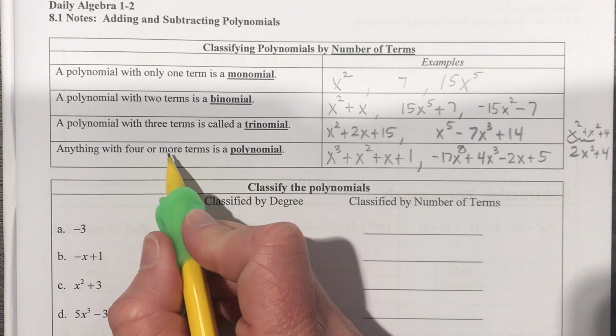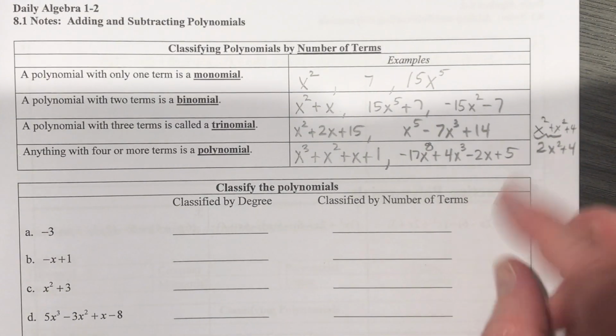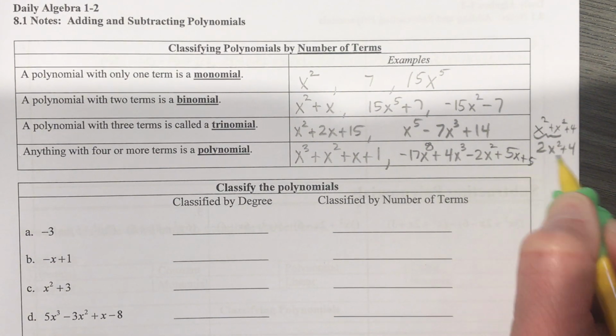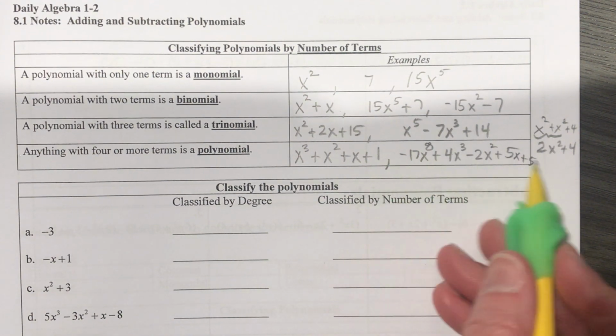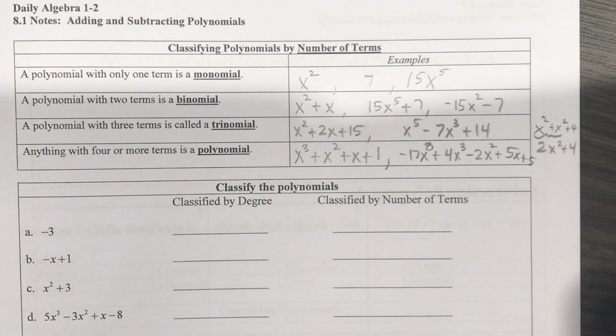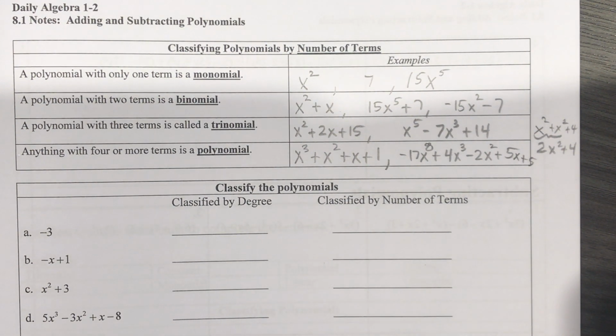You know, a polynomial could have more than that. So maybe I want to make this a square and make this a 5x and then plus a 5. That would be another example that has even more terms. This one has 1, 2, 3, 4, 5 unique terms. So 4 or more would be polynomial.